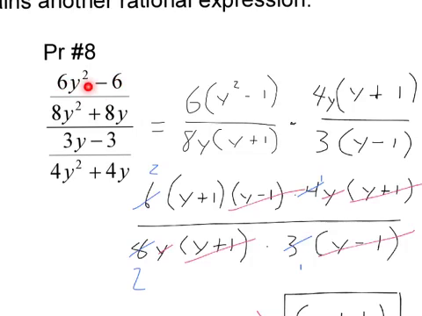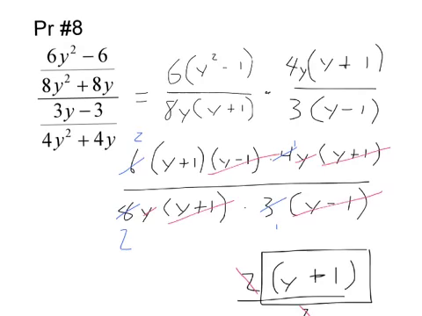This you can pull out a 6, and you get 6 times y squared minus 1. Then down here you would pull out an 8y and get 8y times y plus 1. Then here you could pull out a 4y and get 4y times y plus 1. And here you could pull out a 3 and get 3 times y minus 1. And then what you should see is that this y squared minus 1 is a difference of squares. So you could write this as y plus 1 and y minus 1.